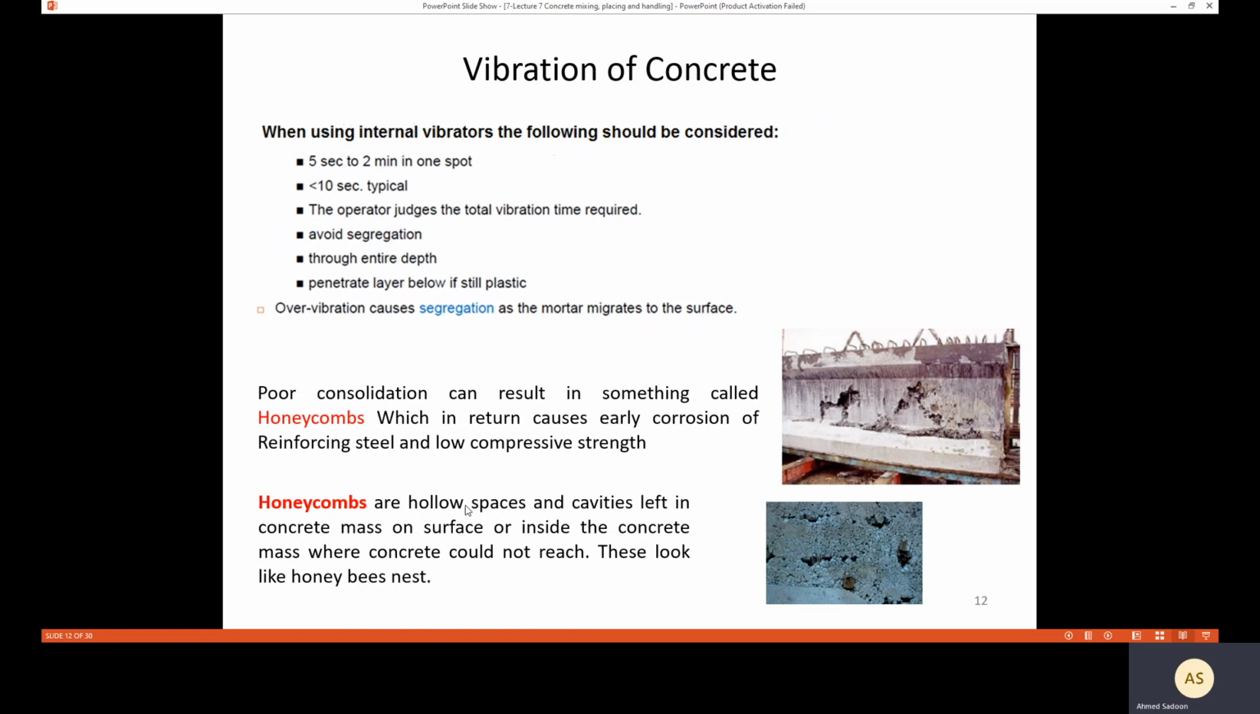Honeycombs are hollow spaces like this one, and cavities left in the concrete mass, on the surface or inside, where concrete could not reach. We call them honeycombs because they look like a honeybee's nest. That is why we call them honeycombs.